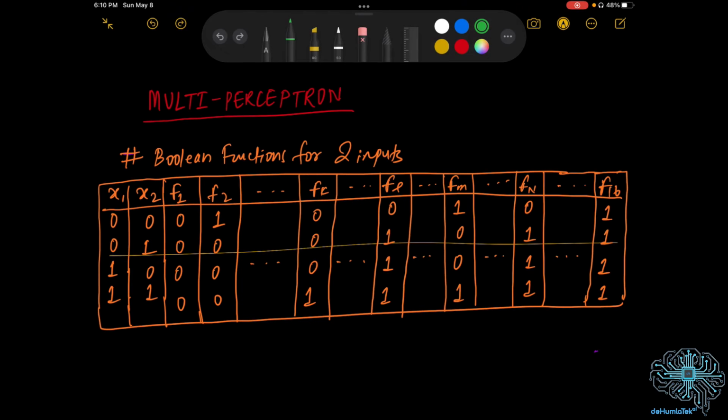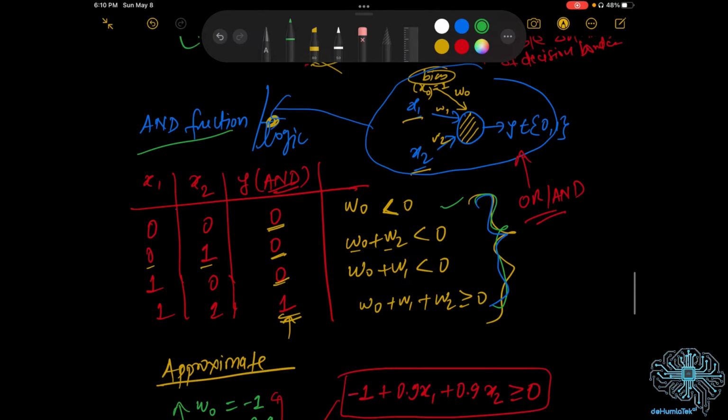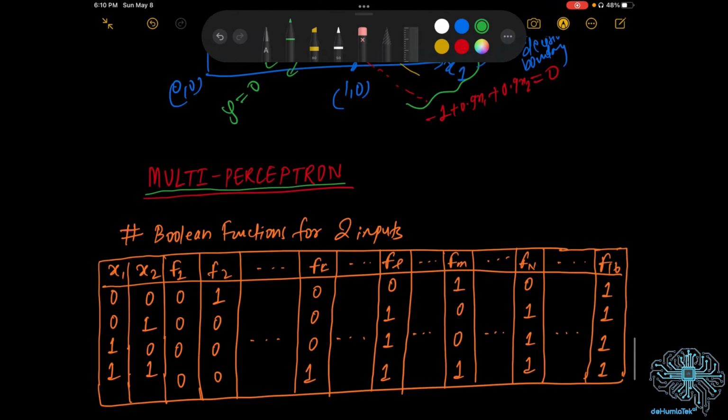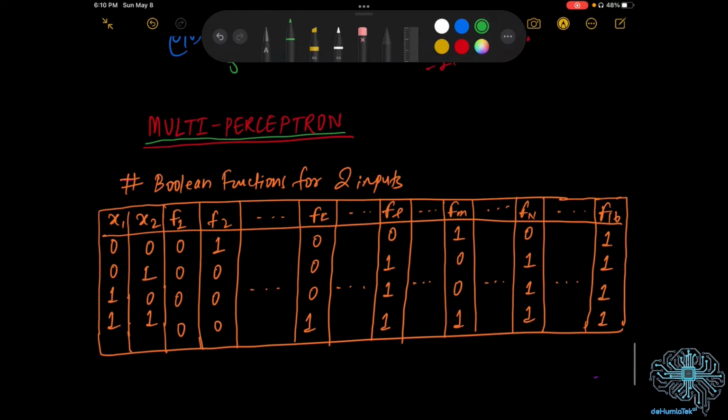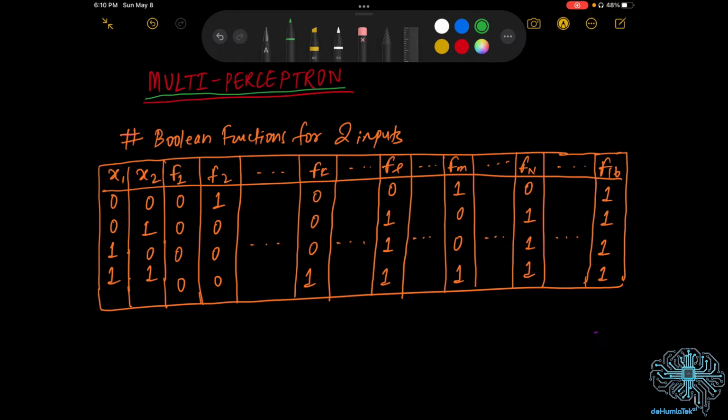Okay, so now let's see why we need multi-perceptron. Before this, we were looking just at the single perceptron. This is the one we were looking at earlier, but now there is a question: why do we need to go with multi-perceptron if the single perceptron was working fine with all the logic gates? Okay, so first let's see the table.